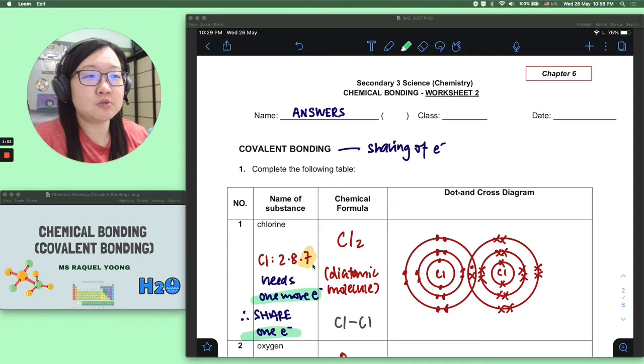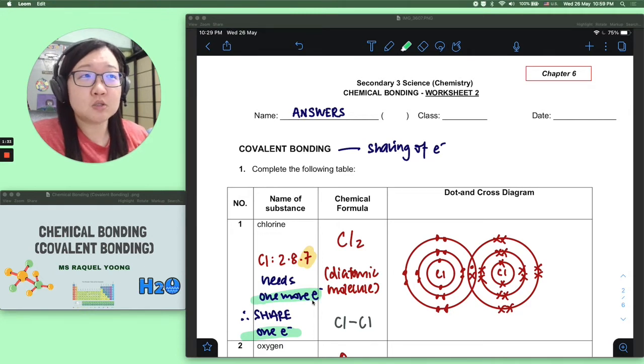And also at this point, you notice that whether you are doing ionic bonding questions or covalent bonding questions, the working and thought process is always similar. We should always first look at the electronic configuration. Okay, so if you look at chlorine 2.8.7, it currently needs one more electron to achieve the stable octet electronic configuration.